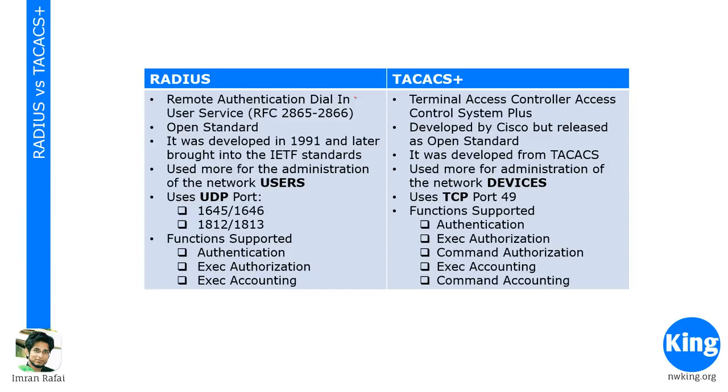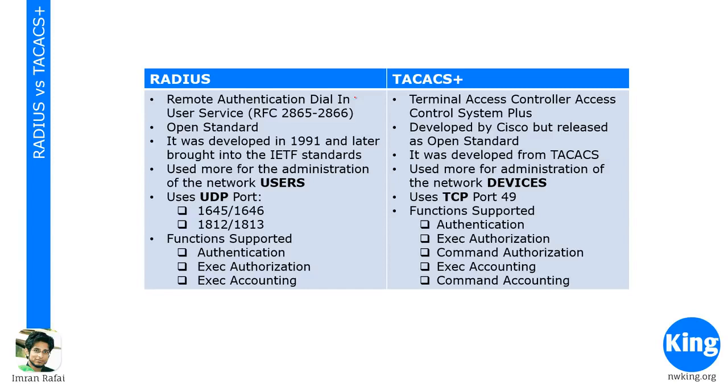So RFC 2865 and 2866 describe the RADIUS protocol. It's an open standard. It was developed in 1991, right? So it's quite an old protocol. It was basically used for network users. So basically, if you want to control user authentication, let's say a user gives a username and password, then you would use the RADIUS protocol.